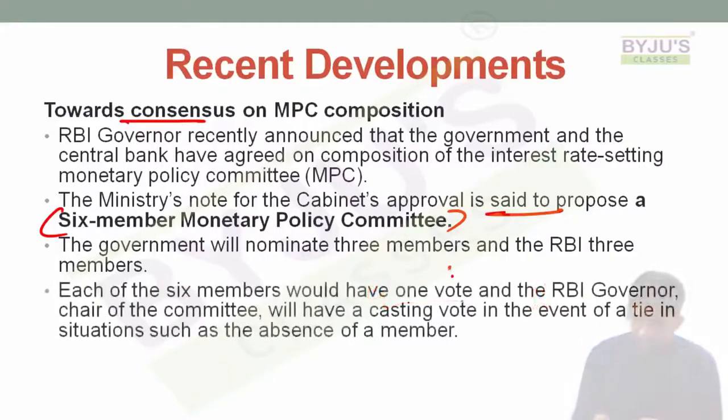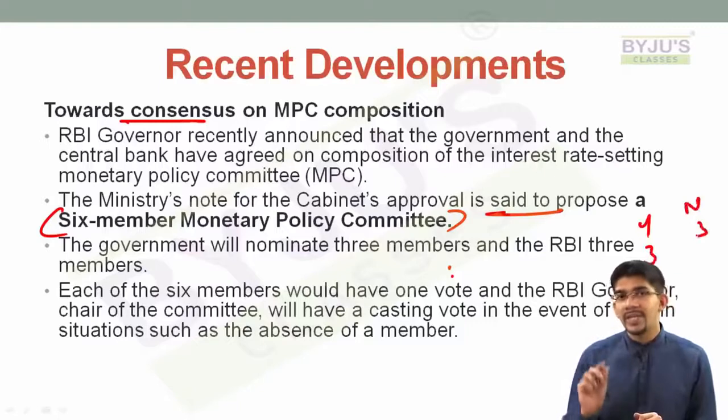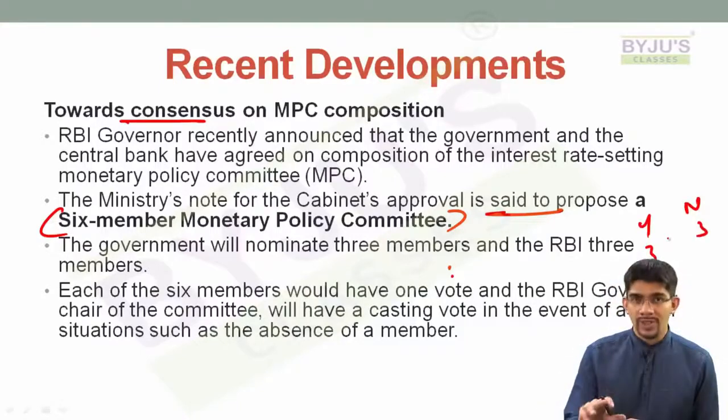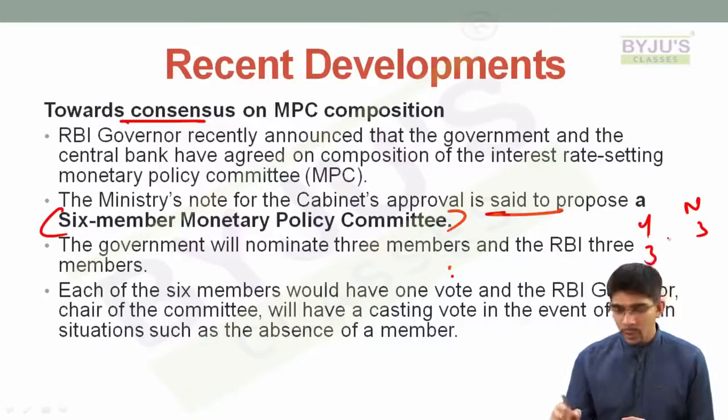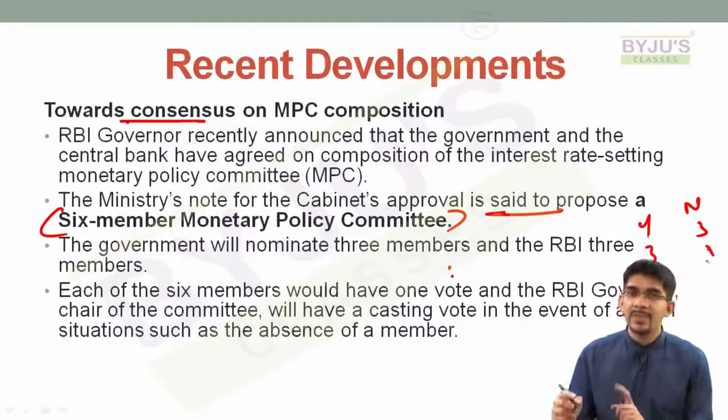Each of the 6 members will have 1 vote, and in addition to these, the RBI governor will also be there. He will have the casting vote. What the casting vote means is that suppose there's a decision and 3 people vote yes and 3 people vote no, then the RBI governor can cast his vote as a casting vote or a tie-break vote. Only then can the RBI governor vote. If he votes for this, it becomes yes. If he votes for that, it becomes no.